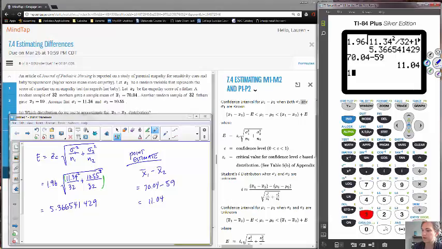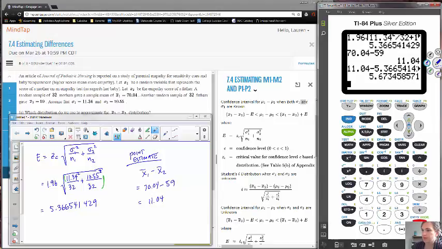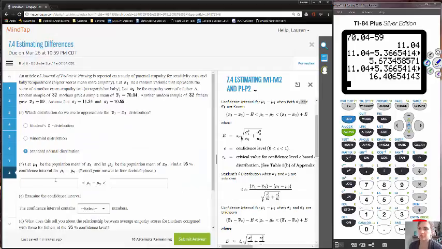So let's try 11.04 minus the margin of error. And we want the same thing, but plus. All right, so that gives me a lower bound for the confidence interval of 5.6735 to 4 decimal places, and the upper bound 16.4065 to 4 decimal places.